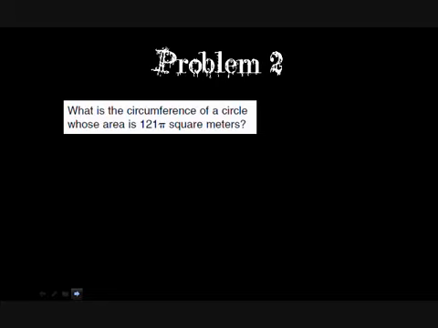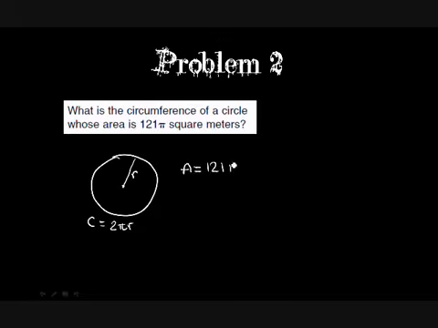Okay, problem number 2. What is the circumference of a circle whose area is 121 pi square meters? So let's draw our circle. We're looking for the circumference, which is 2 pi r. Remember, circumference is the distance around. And they're giving us the area, which is 121 pi. Obviously, in order to find the circumference, you're going to need the radius. You can't find the circumference without that. And they didn't give us the radius, so we had to figure that out.